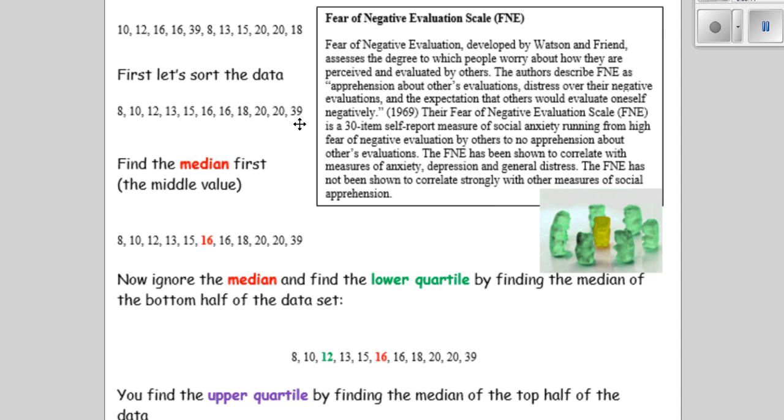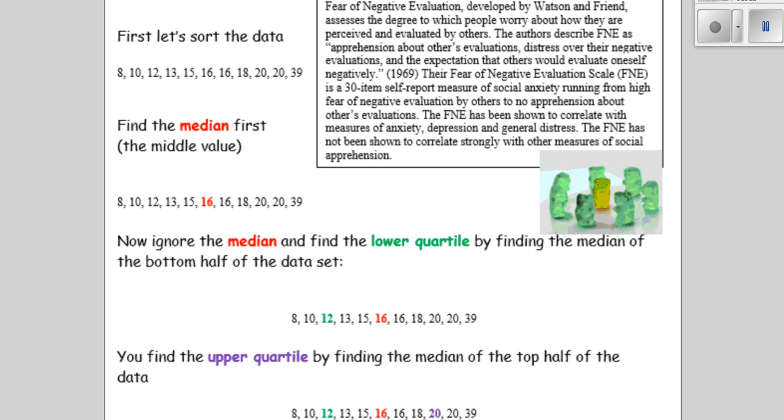So assuming these guys have high fear of negative evaluation, and these guys don't so much. Anyway, I'm just trying vainly to link it to psych.